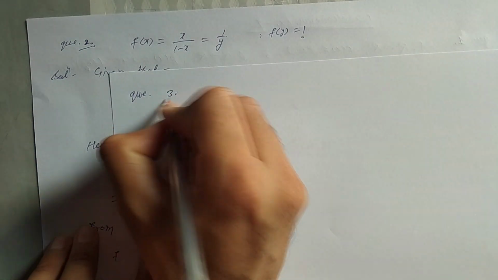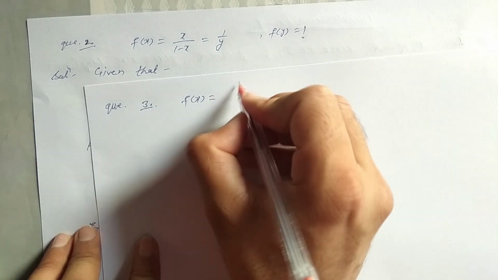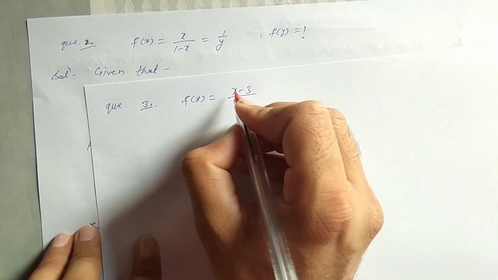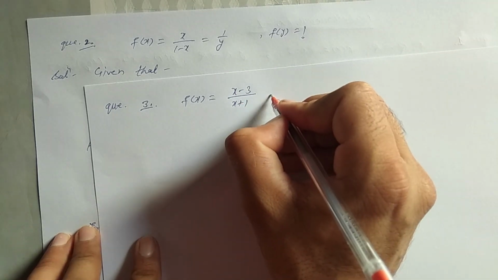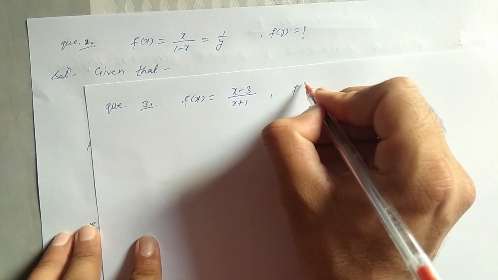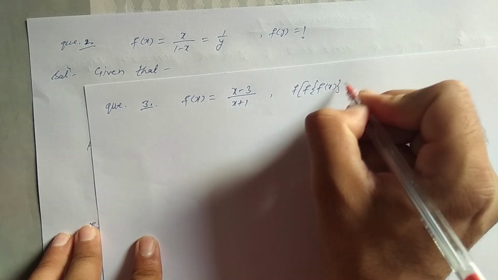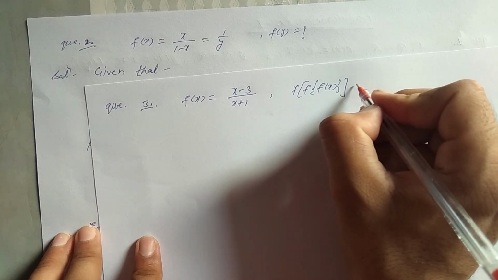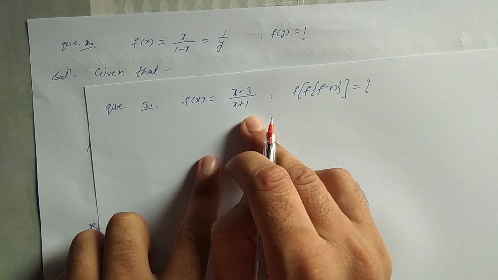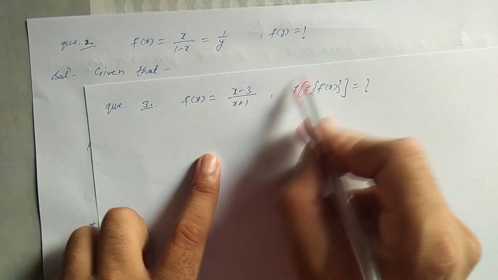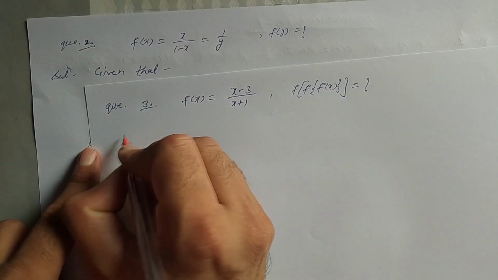Question third. If f(x) is equal to (x minus 3) by (x plus 1), then find the value of f of f(x). Solution.